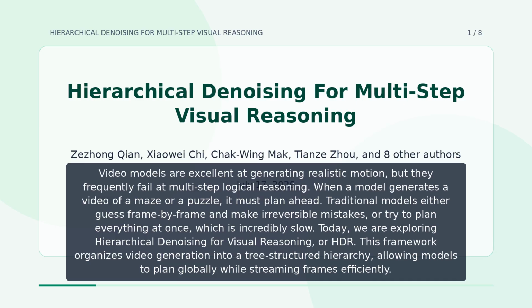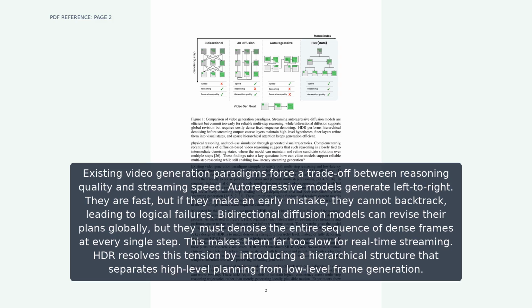This framework organizes video generation into a tree-structured hierarchy, allowing models to plan globally while streaming frames efficiently. Existing video generation paradigms force a trade-off between reasoning quality and streaming speed. Autoregressive models generate left to right. They are fast, but if they make an early mistake, they cannot backtrack, leading to logical failures.